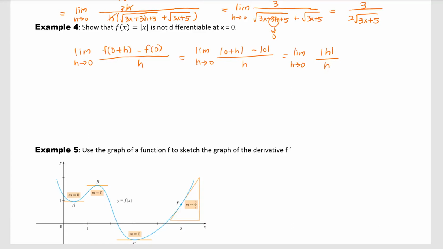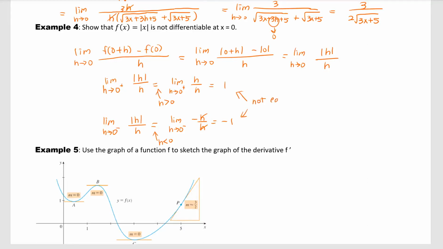It really depends on whether h is positive or h is negative. When h is positive, the absolute value of h is just h, and h over h is 1. But when h goes to 0 from the left, because h is negative, the absolute value of h is minus h. So we get minus 1. You see, they're not equal. If the two-sided limits do not agree, then this limit does not exist.